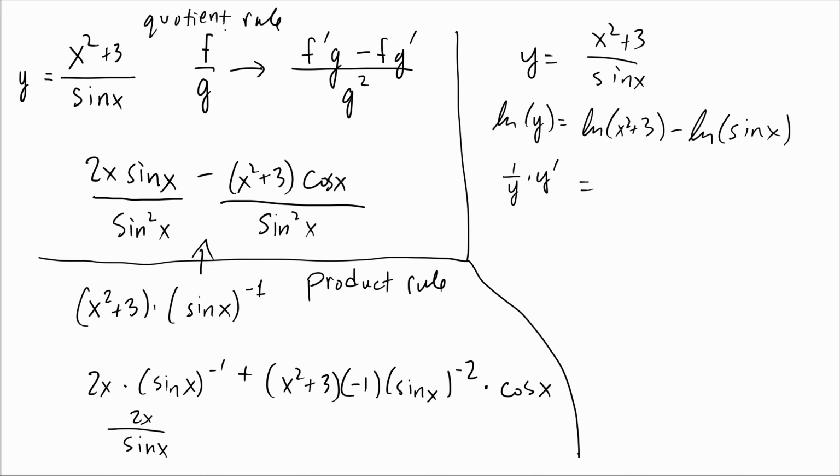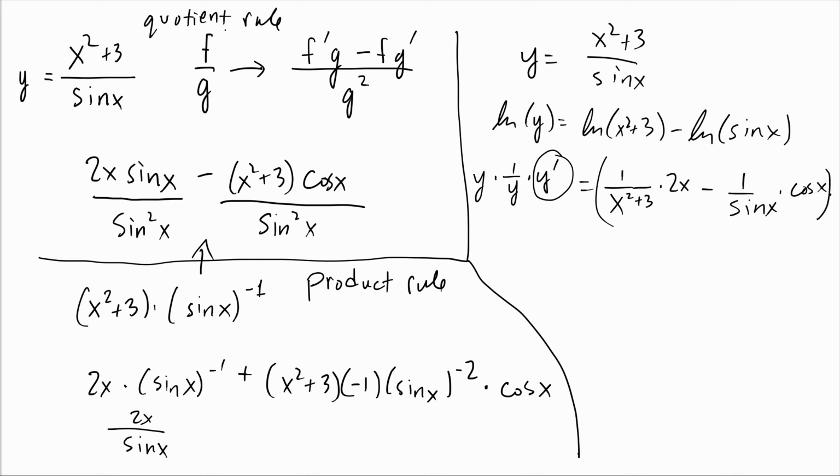We're looking for y prime. This side, it's 1 over x squared plus 3, but remember to multiply by the derivative of the inside, 2x, minus, what's the derivative of this? 1 over sine x, but remember to multiply by the derivative of the inside, times cosine x. Okay, now to finish this off, we're looking for y prime. We'll just multiply both sides by y. Right, so we get a cancellation.